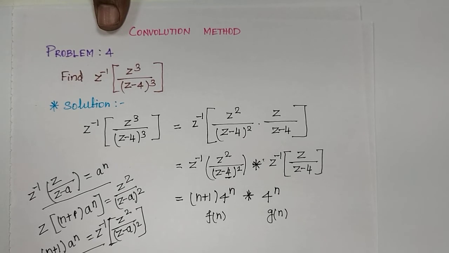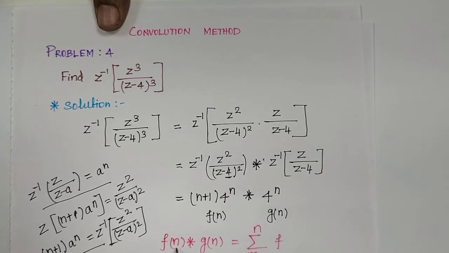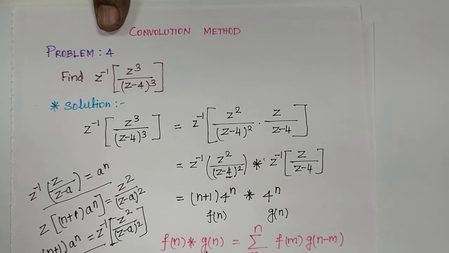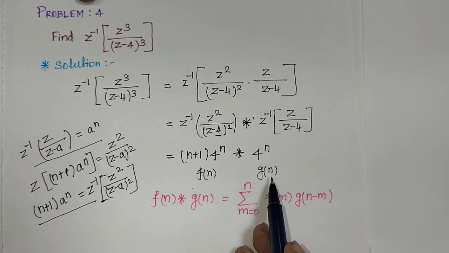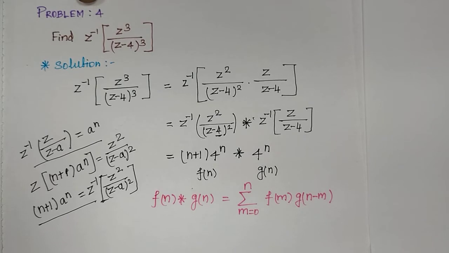You know that f of n star g of n means we can write the formula. What is it? F of n star g of n is equal to, by the convolution theorem, the sum of m equal to 0 to n, in the first function n replaced by m, in the second function n replaced by n minus m, which is your convolution theorem formula. Here I am going to substitute: f of n star g of n means here you will have n plus 1 into 4 power n star 4 power n. Consider the first one f of n, the second one g of n. Now I am going to substitute this in the convolution theorem.